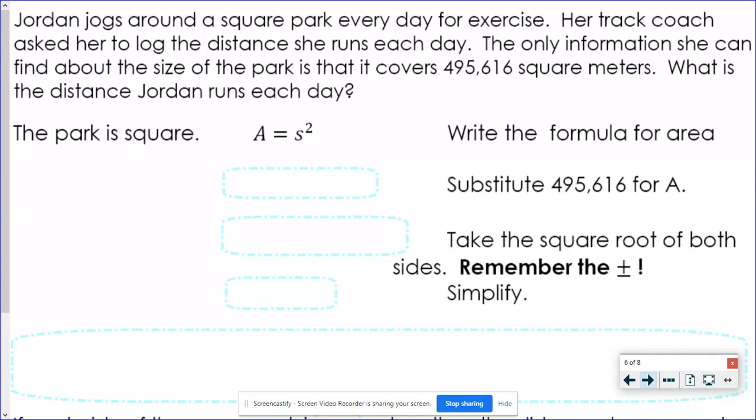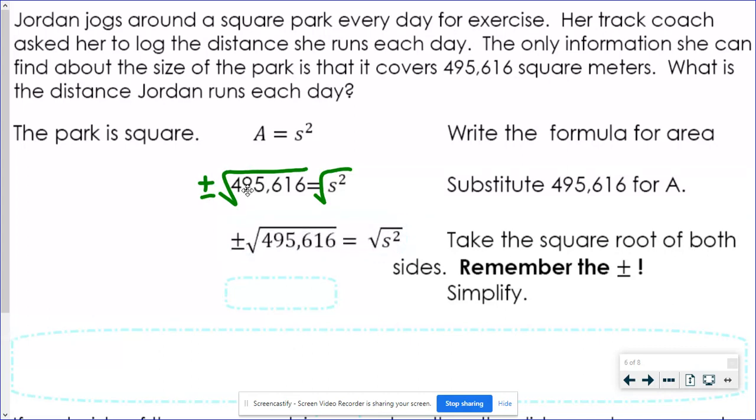Okay, so the area of a square we know is just the side length squared. So we're going to put our number in that we know for the area. And then we will, you're going to see in the next slide, take the square root, and then we'll have to put the plus or minus right here. Now, the square root of 495,616 is obviously, yeah, I for sure just know this off the top of my head. Yeah, obviously. Plus or minus 704 meters for each side of the park.